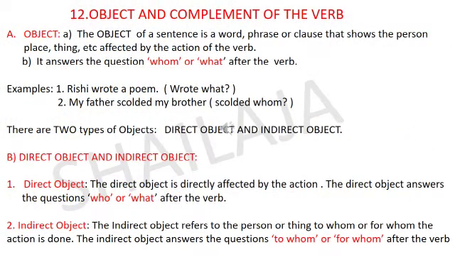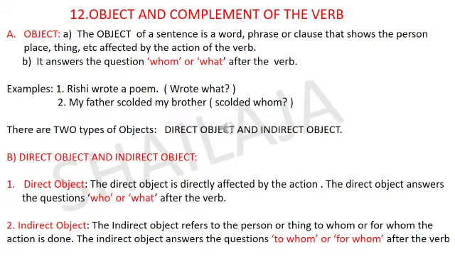Object and complement of the verb. Let's see, children, what is an object first. The object of a sentence is a word, phrase, or clause that shows a person, place, thing, etc., affected by the action of the verb in the sentence. It answers the question whom or what after the verb.